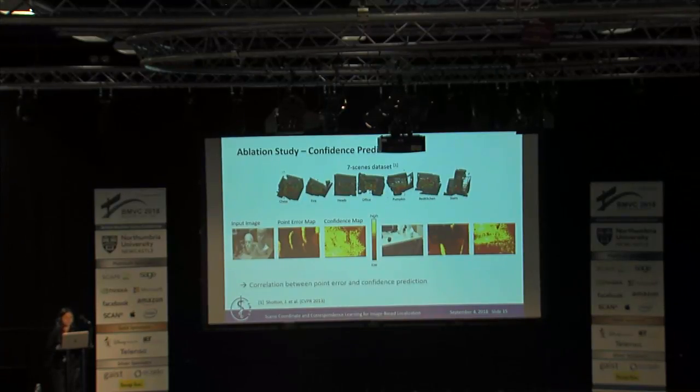And you can see here that there's a high correlation between the point error map and the confidence prediction. So in cases where we have really well-regressed scene coordinates, our confidence prediction gives very high values. So we have actually found a very good match.